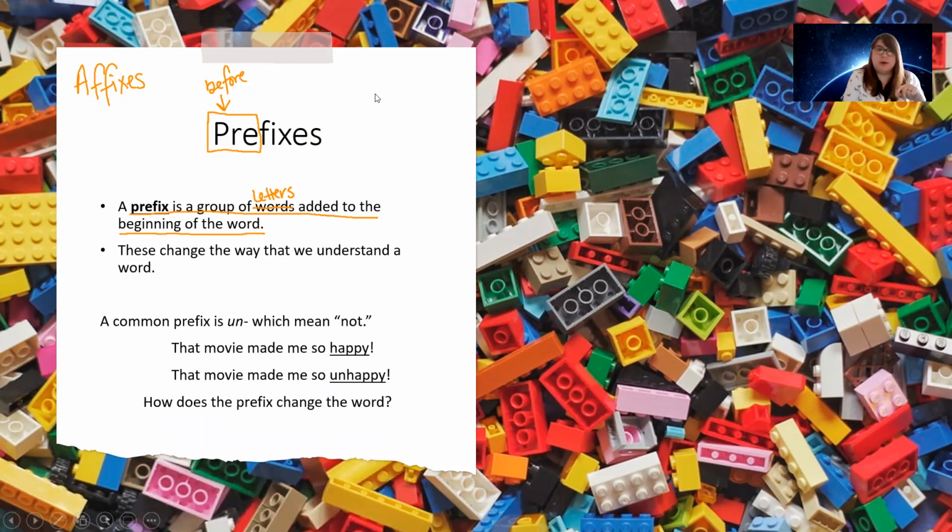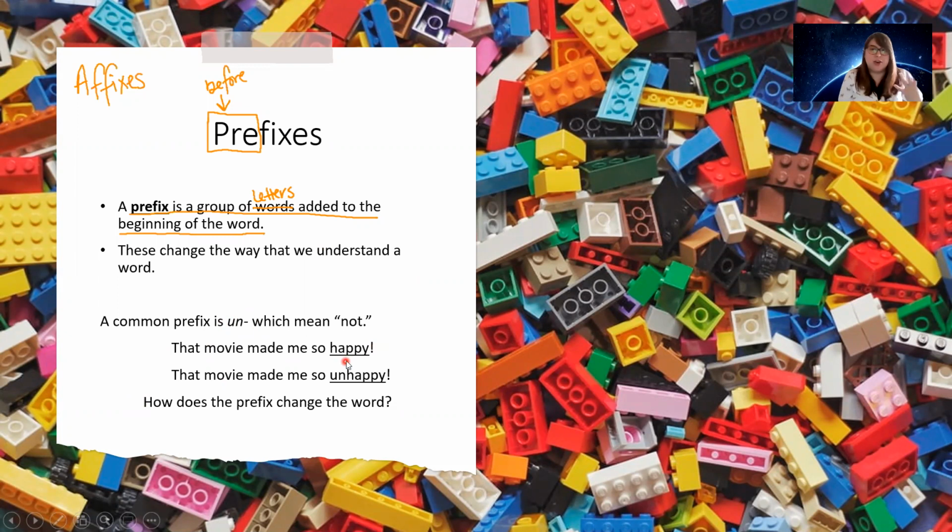So let's look at an example. A really common prefix that we use a lot is the prefix un, which means not. So I've got two sentences here. That movie made me so happy. And that movie made me so unhappy. Let's think for a second. How does that prefix change the word?